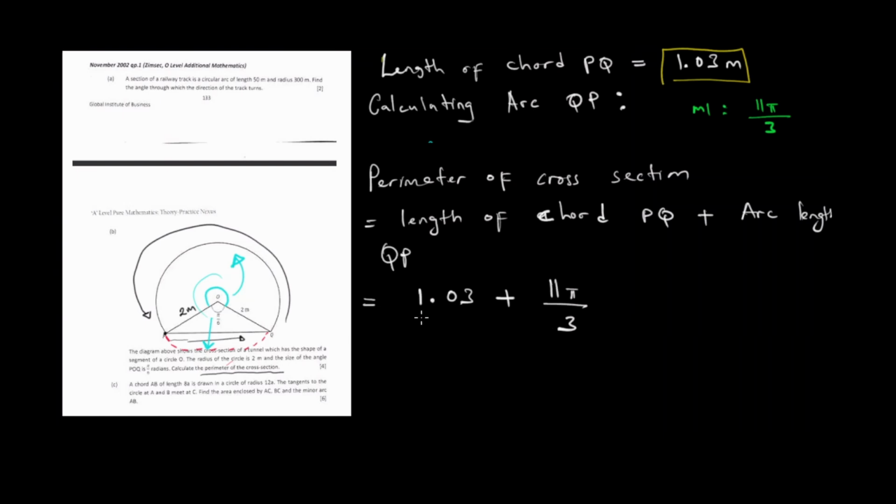So here, usually, if you are not told to specify, leave your answer in terms of pi. What is 3 times 1.03? It is 3.09. So this is 3.09 plus 11 pi over 3. This will be your final answer.